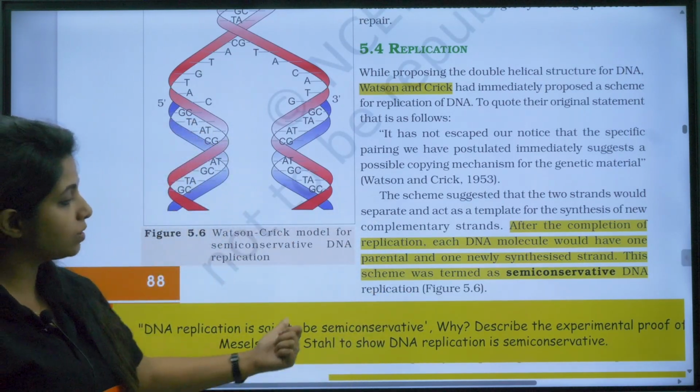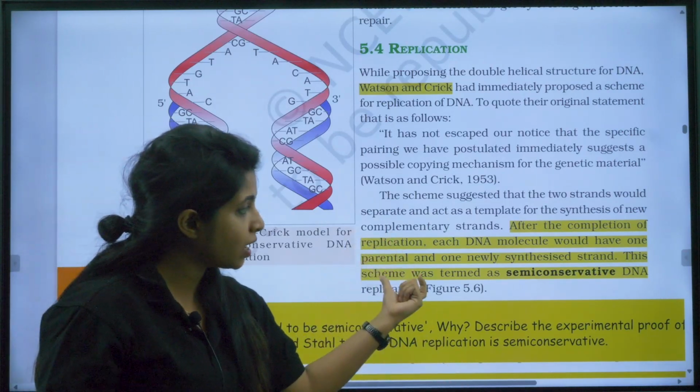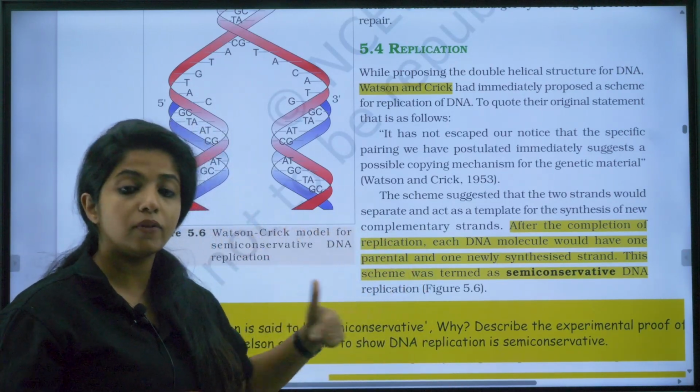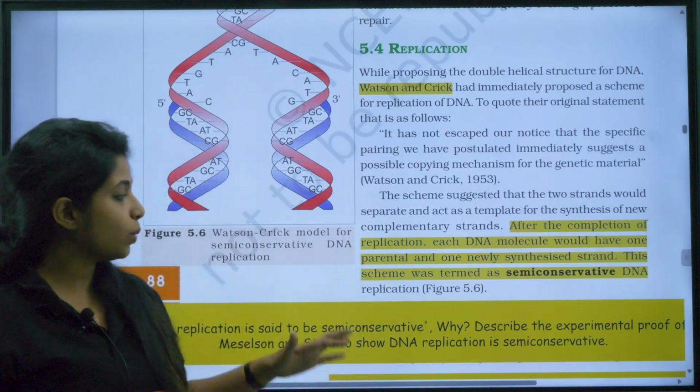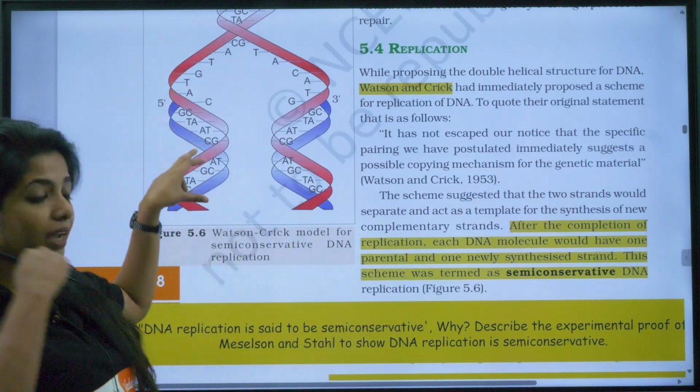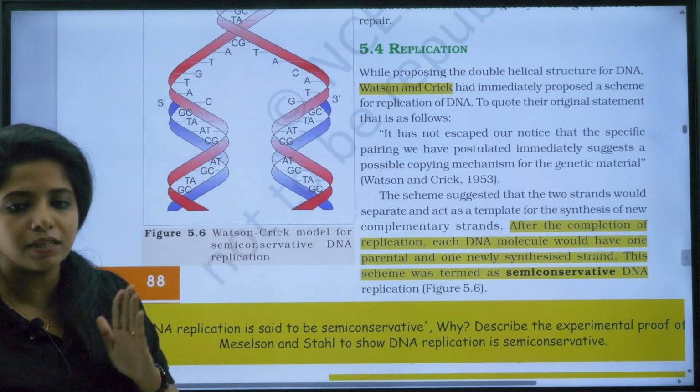DNA replication is said to be semi-conservative. Why? You should know why it is semi-conservative. Because one strand is parental and the other one is newly synthesized. The parental strand, am I not conserving it? Yes, which is why it is semi-conservative. I'm not using the entire strand. I'm just taking one strand of the parent. Right, so that is why it is semi-conservative.